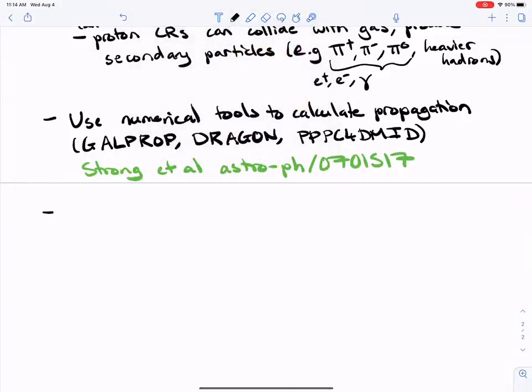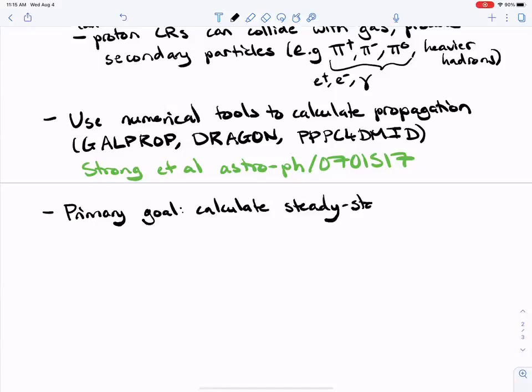Okay, so our primary goal usually is to estimate the steady state energy spectra of the particles at some point. We're not typically interested in looking for transient signals, because if we're looking at dark matter annihilating or decaying in the halo of our galaxy, it's been annihilating or decaying for 1 billion years. So our primary goal is usually to calculate the steady state energy spectrum.